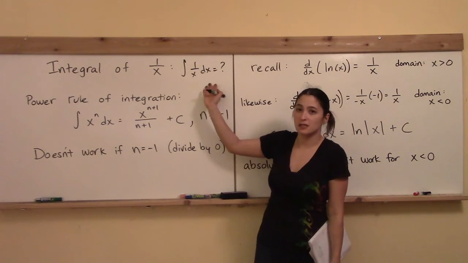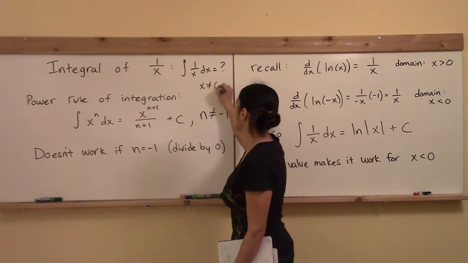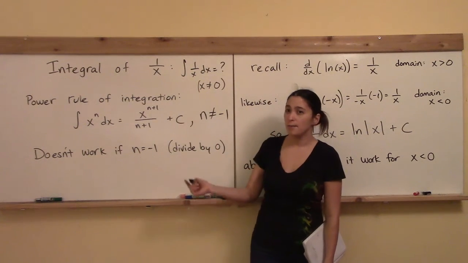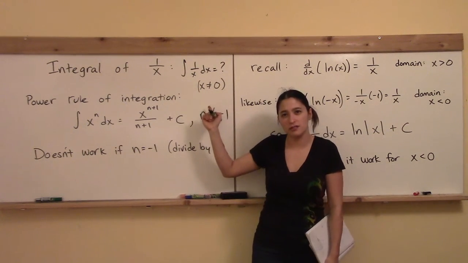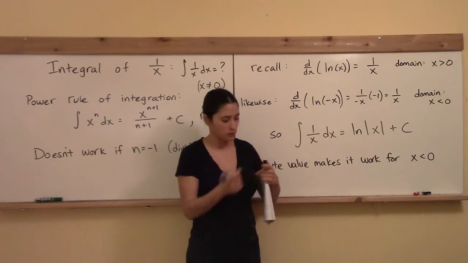x could be less than 0. Maybe x can't be 0 though. It's kind of implied that x is not equal to 0 because again that would be a divide by 0. But it doesn't say x has to be greater than 0, right? So where's my rule for when x is less than 0?